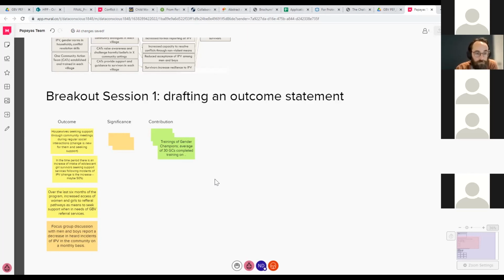So yeah, that's as far as we got. And then we were really just working on the framing of the contribution. But the idea was that our activities of training gender champions was leading to this increased uptake of support services for women and girls. And then we ran out of time. I don't know if my colleagues in the group want to add anything that I might have missed.